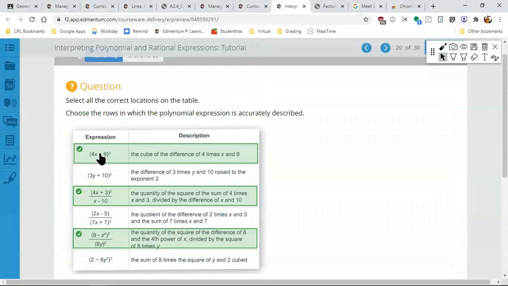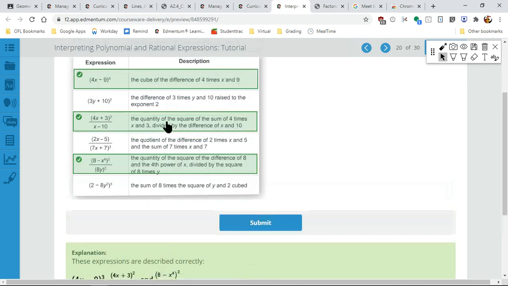But how do we express this? Well, this is the cube. We're cubing everything of the difference of 4 times x and 9. This and means we're going to do the difference of it. Why is this wrong? The difference of 3 times y, first of all, that's a plus, not a difference. Automatically wrong. The quantity squared means that everything in this parentheses, we're going to square it. 4 times that. Why is this wrong? The quotient of the difference of this. So the quotient of the difference of 2 times x and this.